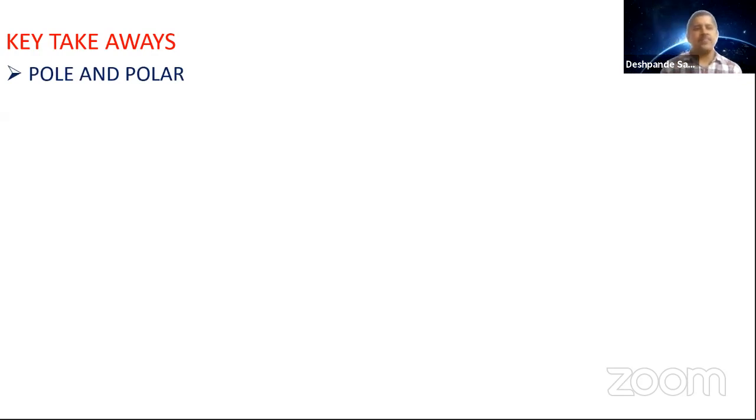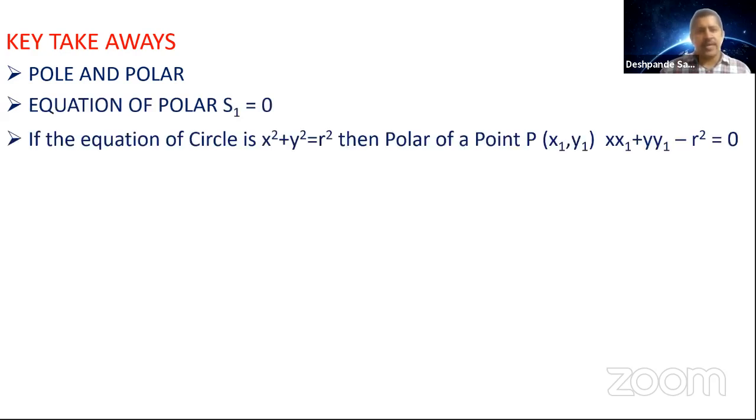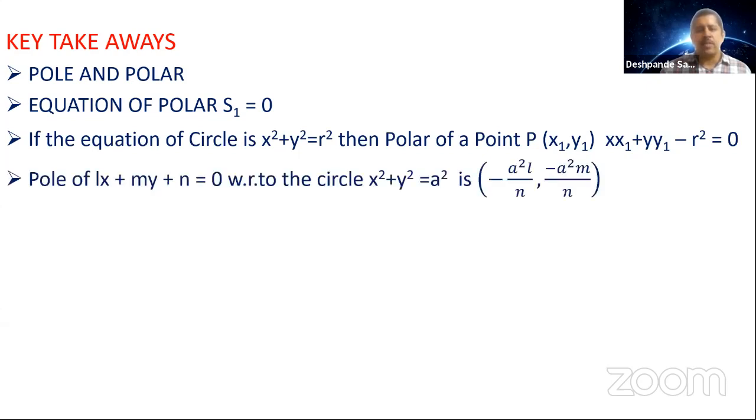So polar is the locus of the points of intersection of tangents drawn from a point. We have taken the equation of polar as S1 equal to 0. If you take the circle equation as x square plus y square is equal to r square, the equation of polar is xx1 plus yy1 minus r square. Then the pole for the line lx plus my plus n is equal to 0 is minus a square l by n, minus a square m by n, right?